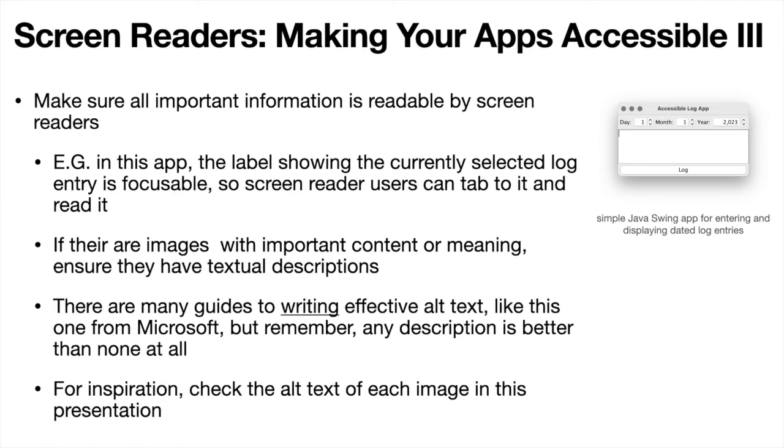But if you have an image of, say, a landscape, or maybe an image describing how to use your software on the help page, or anything like that, you should describe what is in the image using the image's alt text attribute if your graphical toolkit supports it, or otherwise just put a caption below. Writing alt text is a little bit of an art, and there are many guides online to show you how, and I have linked one in these slides associated with this video which you can download. But above all, the important thing to remember is any description is better than none at all.